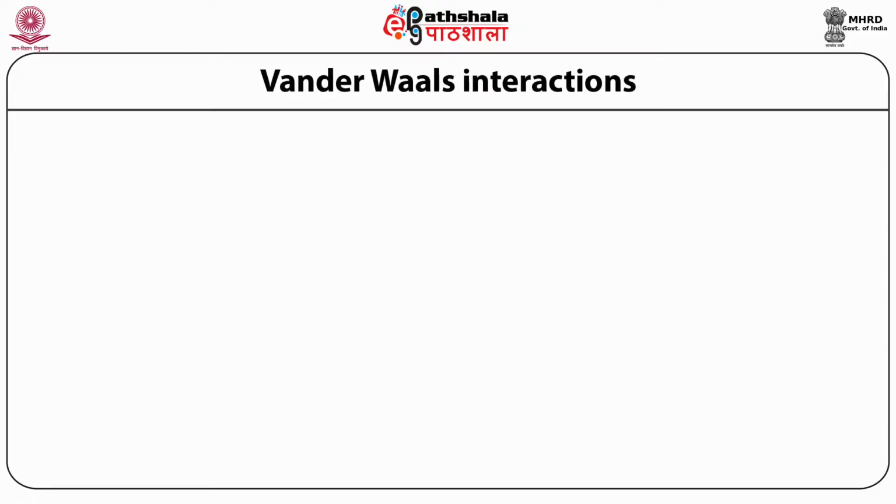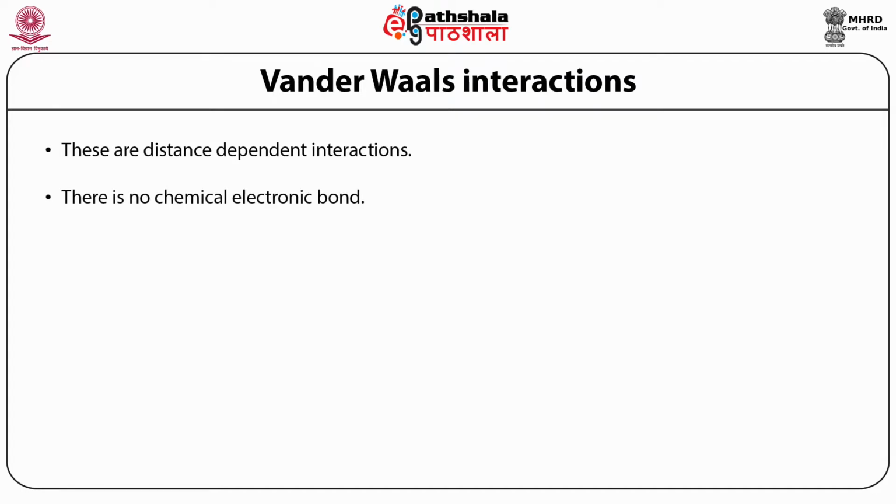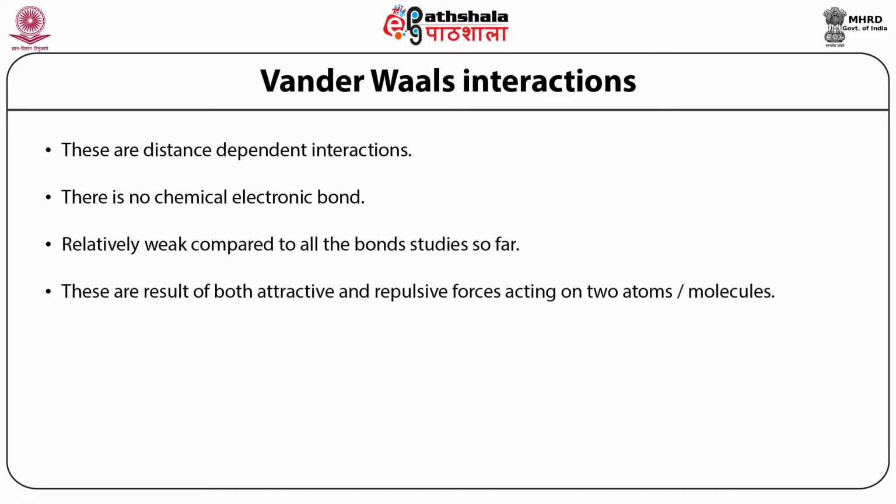The other interaction in proteins is the van der Waals interaction. These are distance-dependent interactions. There is no chemical electronic bond between the atoms. These are very weak compared to all the other bonds discussed so far. These are the result of both attractive and repulsive forces acting on two atoms or molecules.